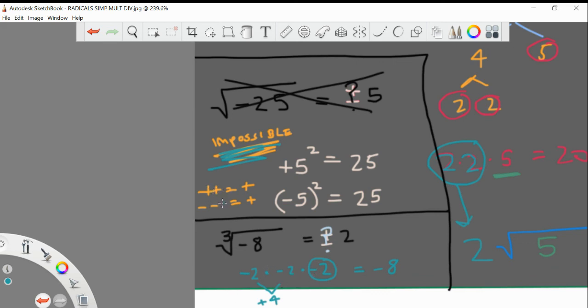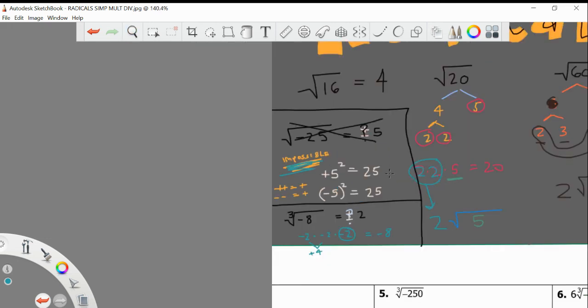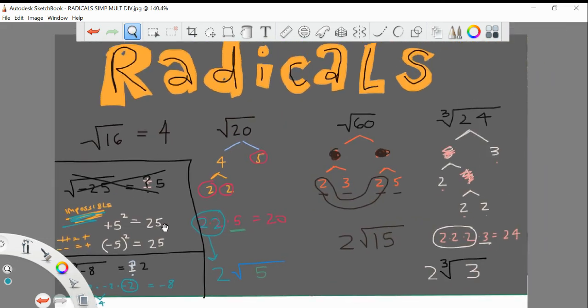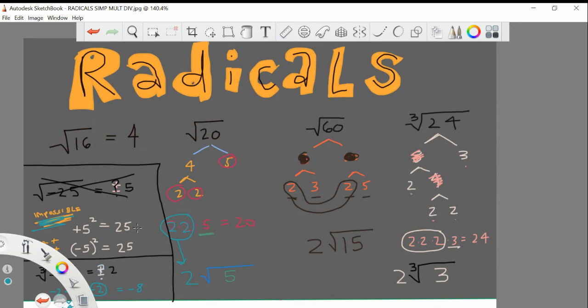Okay, 2 positives, 2 negatives can never make a negative. But if you have 3 negatives, it does make a negative. So that's the whole idea. This whole thing here, working with radicals, working with simplifying radicals, is really big. If you're good at this, then you're going to be good at radicals probably. We're going to stop this lesson here, maybe upload another one, but hope this helps.